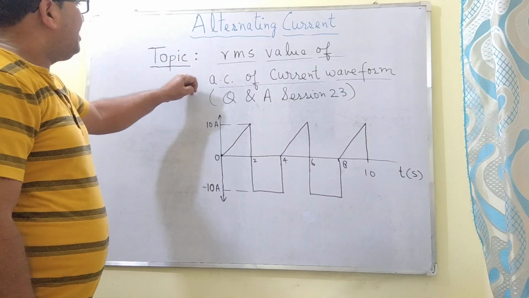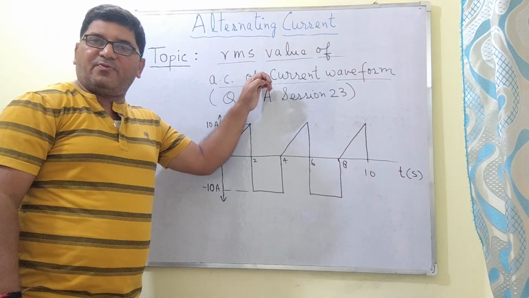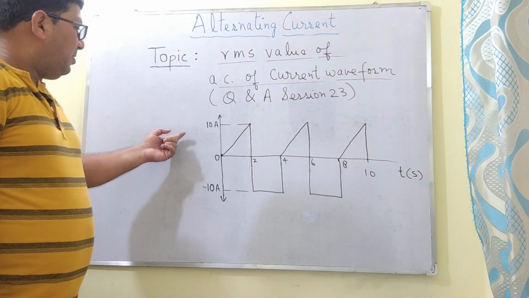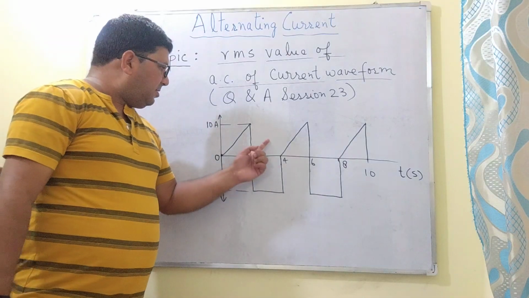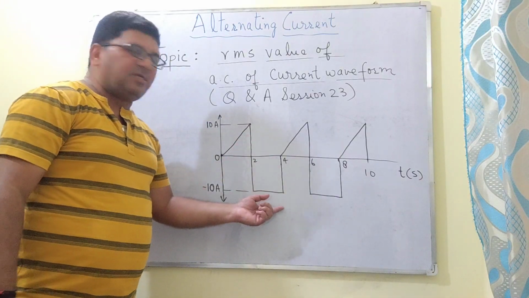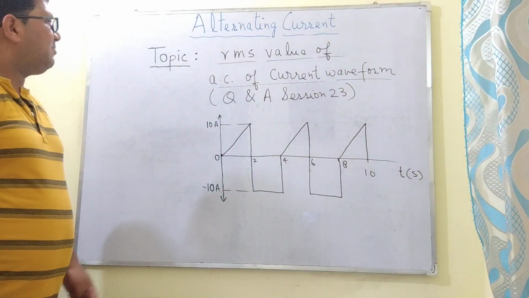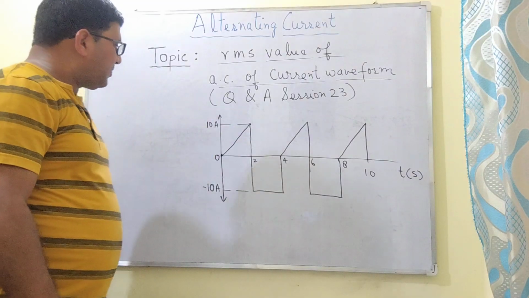The topic is the calculation of RMS value of the alternating current of a current waveform. Based on this topic I have one question for this session, and in this question we have been given a current waveform and we have to find the RMS value of the alternating current of this current waveform.